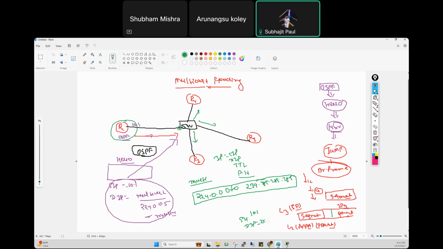Destination IP will be 224.0.0.5. Is that unicast, multicast or broadcast? That is multicast. Now layer number 3 will hand over this packet to layer number 2.